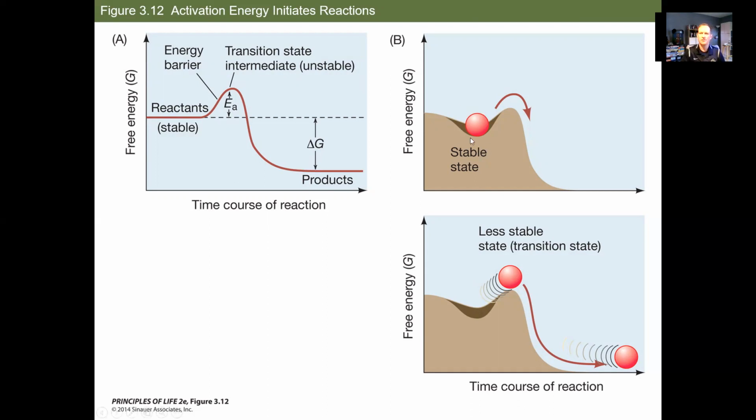We have a molecule in a stable state. Hang out just the way it is. If a chemical reaction is going to occur to release some of that free energy, we have to make it less stable by putting energy into it, and then it releases and goes to a more stable configuration. Right. That difference is called delta G.